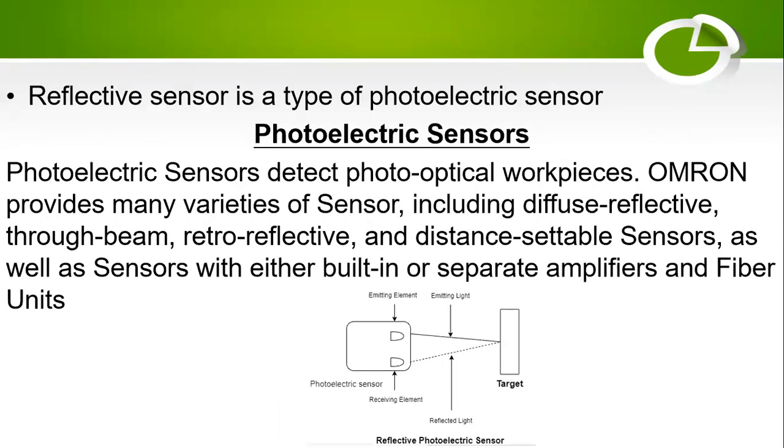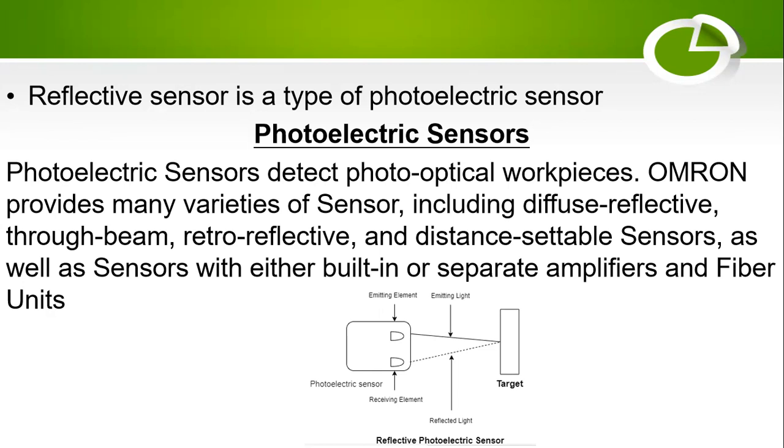Reflective sensor is a type of photoelectric sensor. What is a photoelectric sensor? Here we learn about the photoelectric sensor. A photoelectric sensor detects photo-optical workpieces. OMRON provides many varieties of sensor, including diffuse, reflective, through beam, retroreflective, and distance settable sensors, as well as sensors with built-in separate amplifiers and fiber units. Here we can see the diagram of the reflective photoelectric sensor.